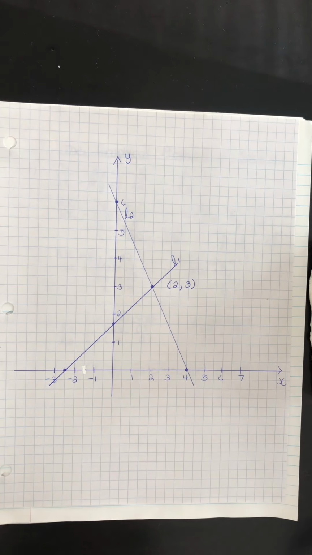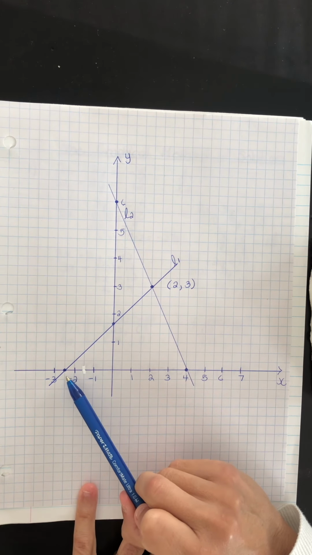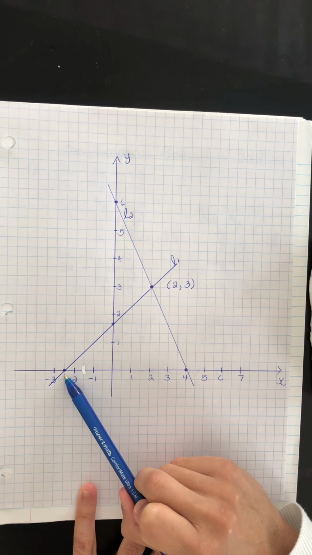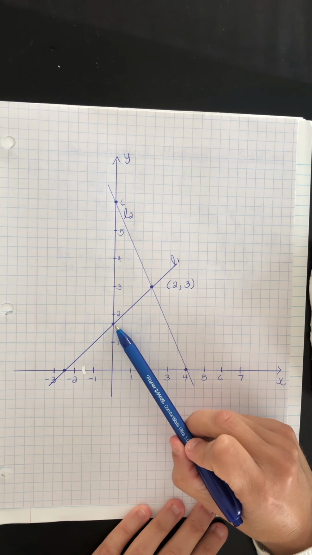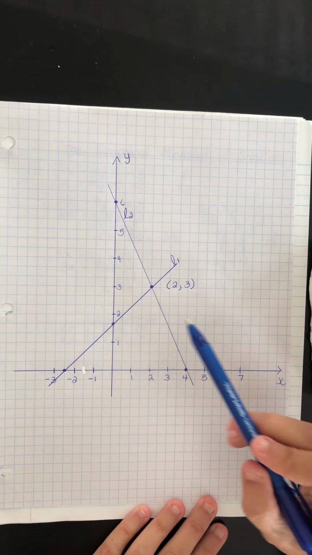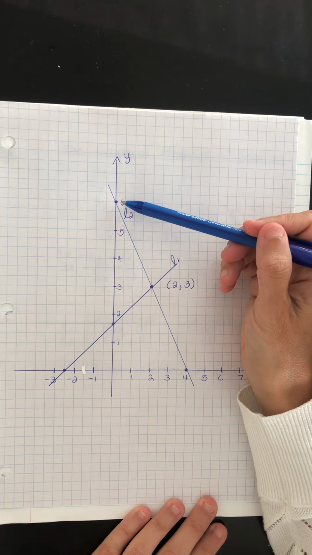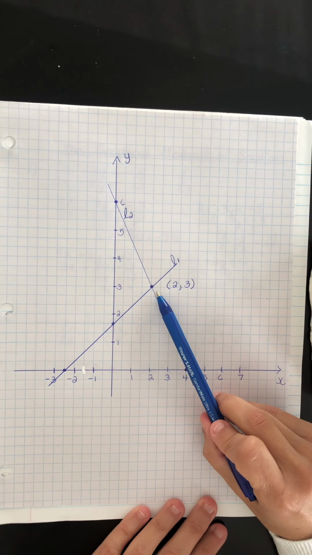So I'll put the graph there one more time for you to have a good look at it. This is the x-intercept of line 1 at -2 1/2. This is the y-intercept for line 1 at 1 2/3. This is the x-intercept for line 2 at 4, and the y-intercept of line 2 at 6. And here the lines cross at the point 2, 3.